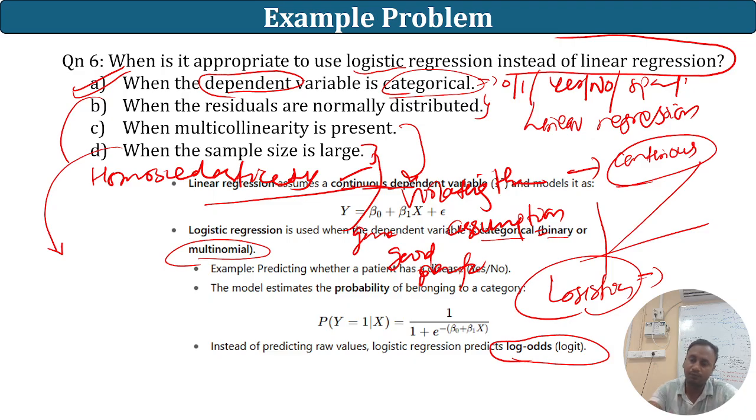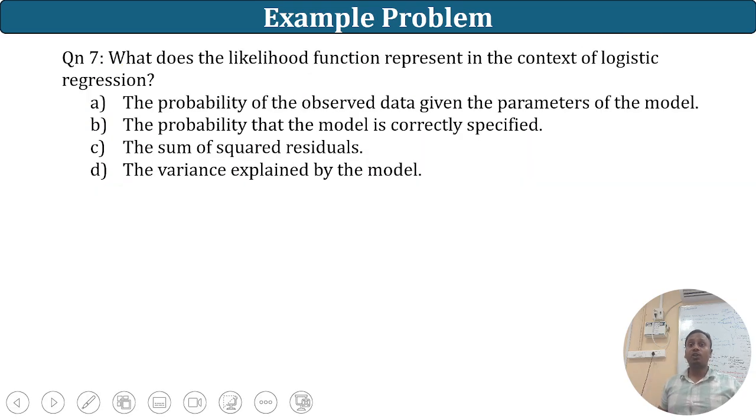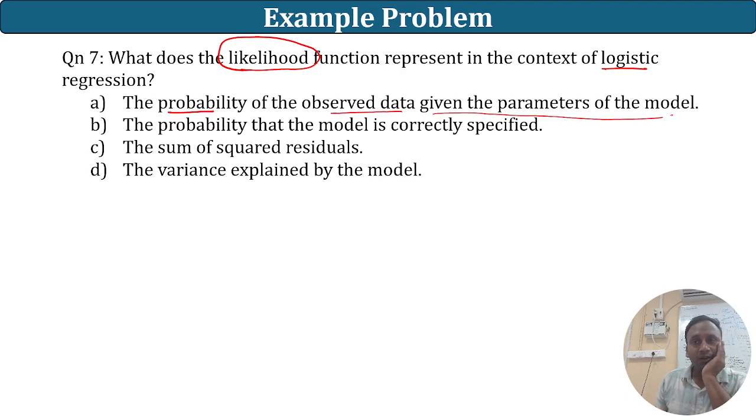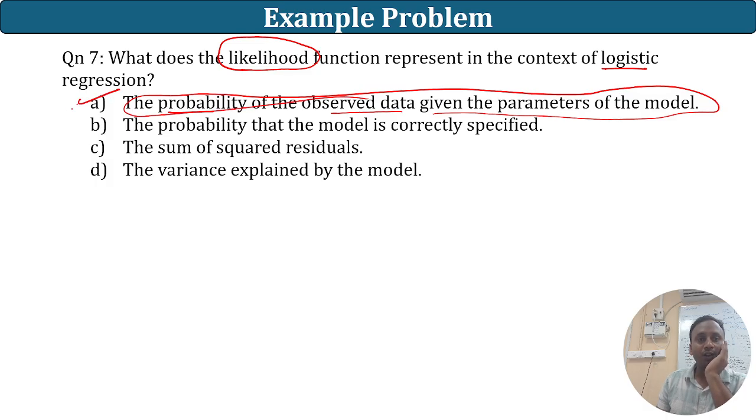Now logistic regression: what does the likelihood function represent in the context of logistic regression? Likelihood function. It's the probability of the observed data given the parameters of the model. So this option is actually correct.